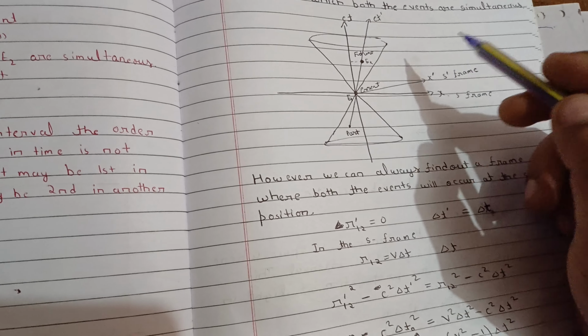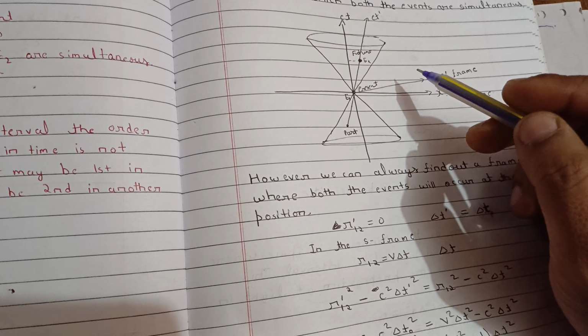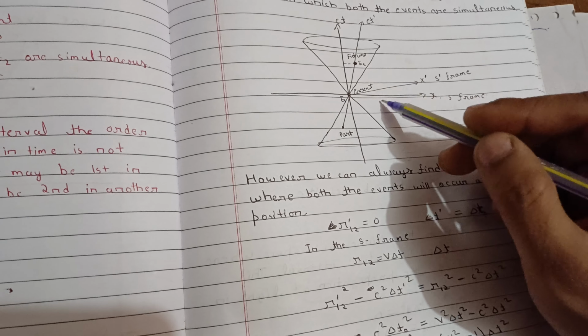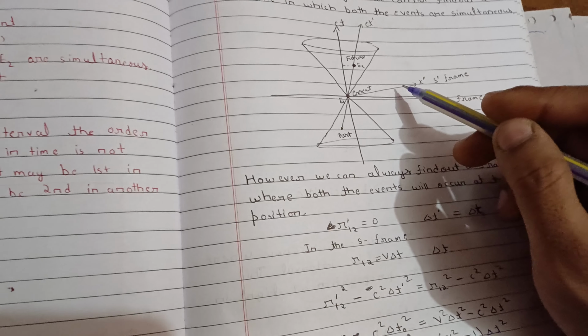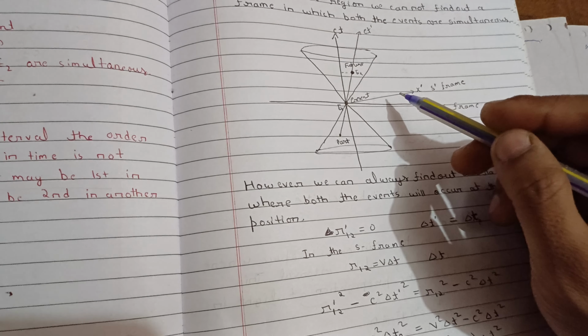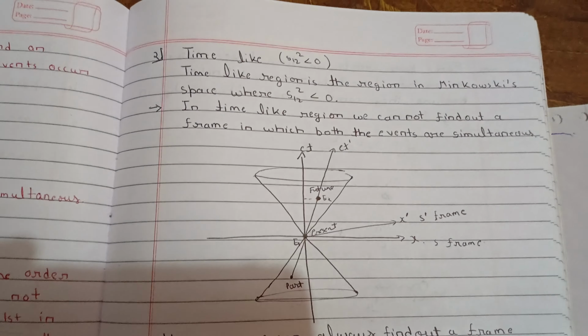two events can't be at the same place, but they can be simultaneous. Okay, so that's why we can find that here time is not definite. It can be in any order. The sequence of events can be in any order in the space-like region, but it's not so in the time-like. Now we will study the time-like.